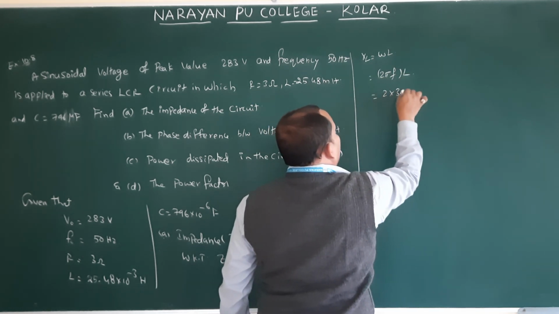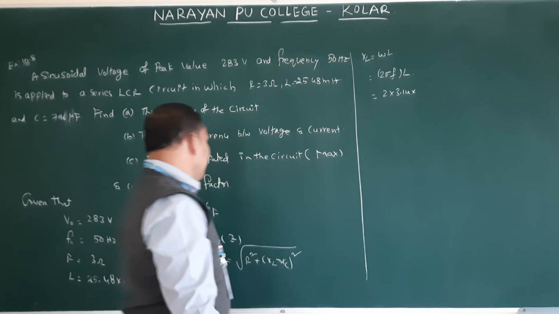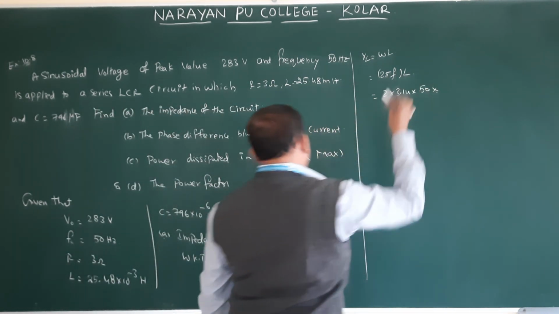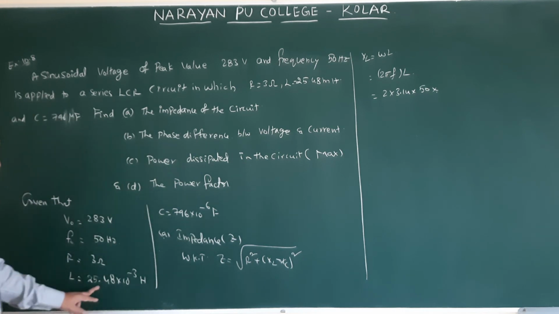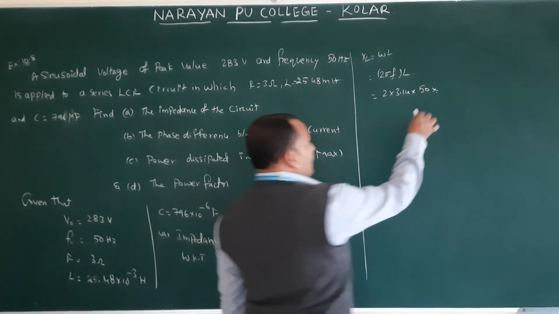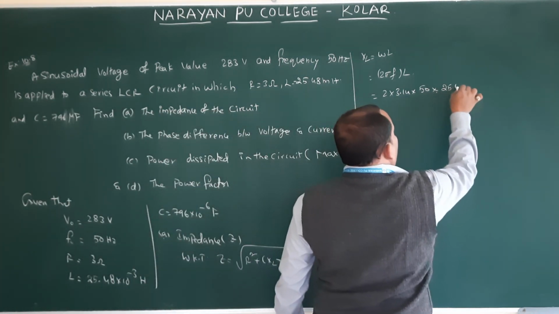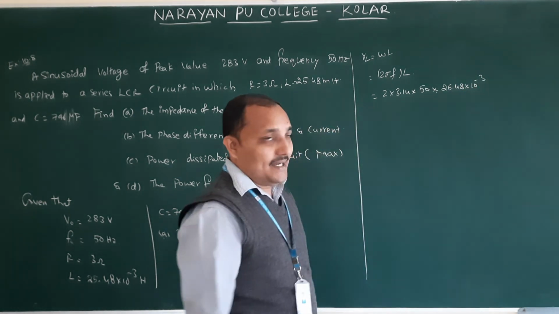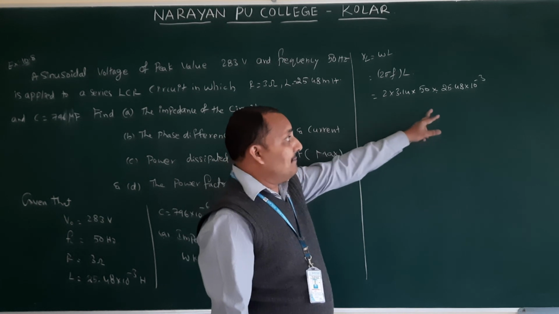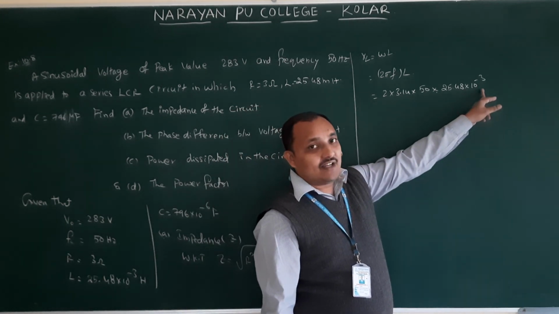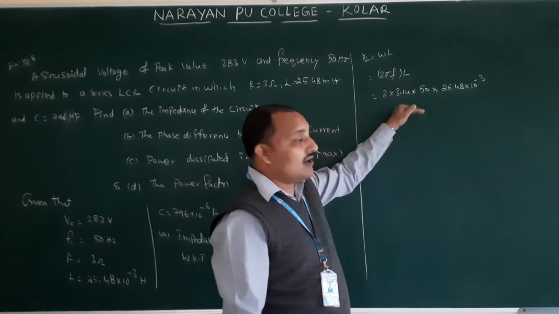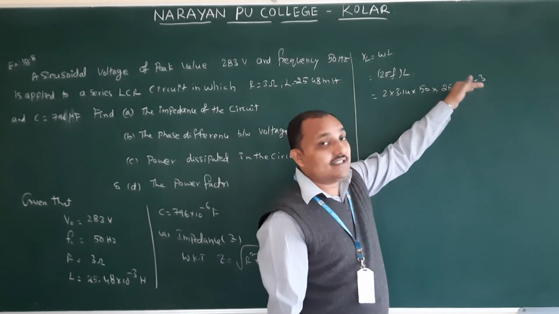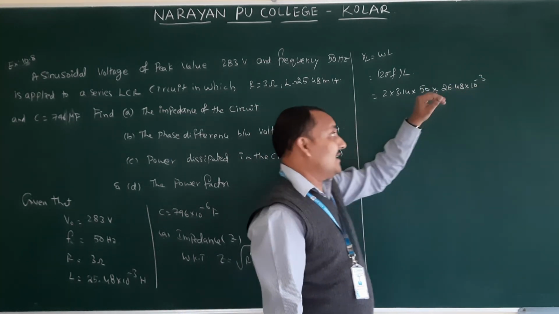2 into 3.14 into frequency, 50. L value is 25.48 into 10 power minus 3. You won't get 10 power minus 3 in the calculator. 10 power minus 3 means 1 by 10 cube, and 10 cube means 1000. So 10 power minus 3 means 1 by 1000 you can write.